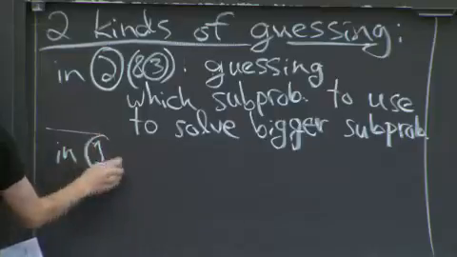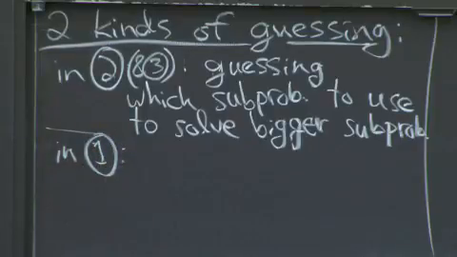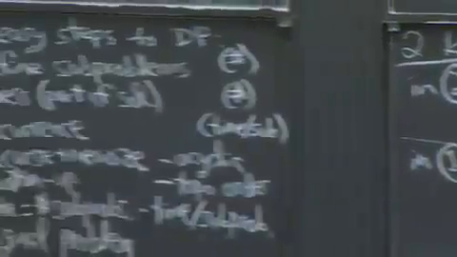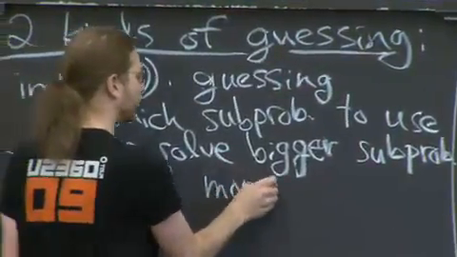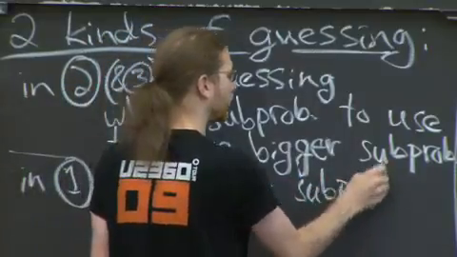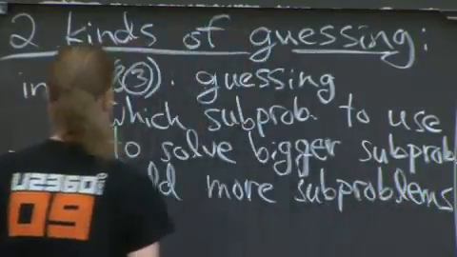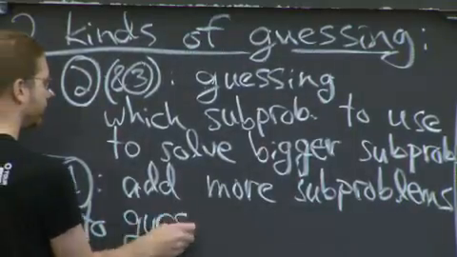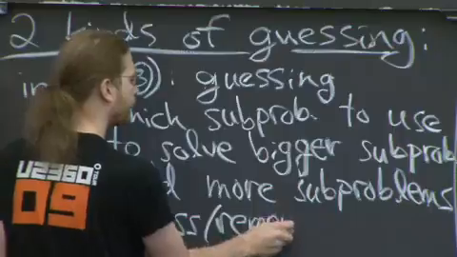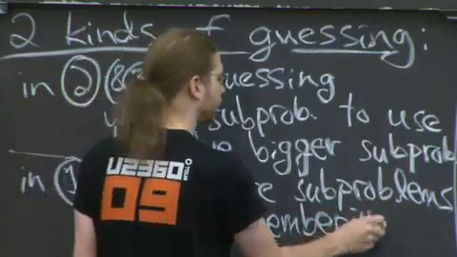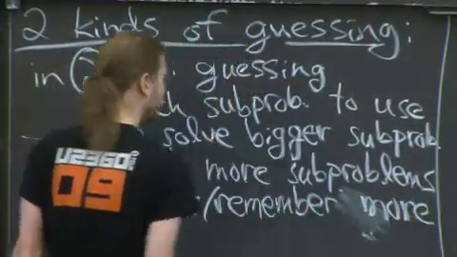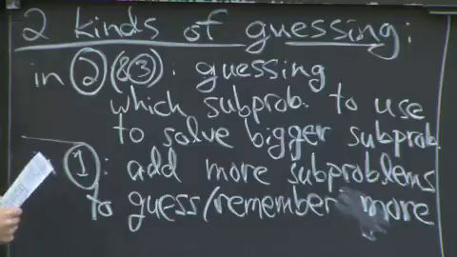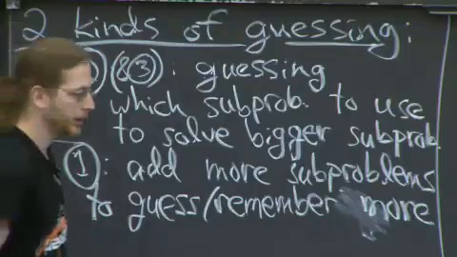But there's a higher level of guessing that you can use, which we've sort of seen in the knapsack dynamic program, which is when you define your subproblems, you can add more subproblems to guess, or you can think of it as remembering more features of the solution.